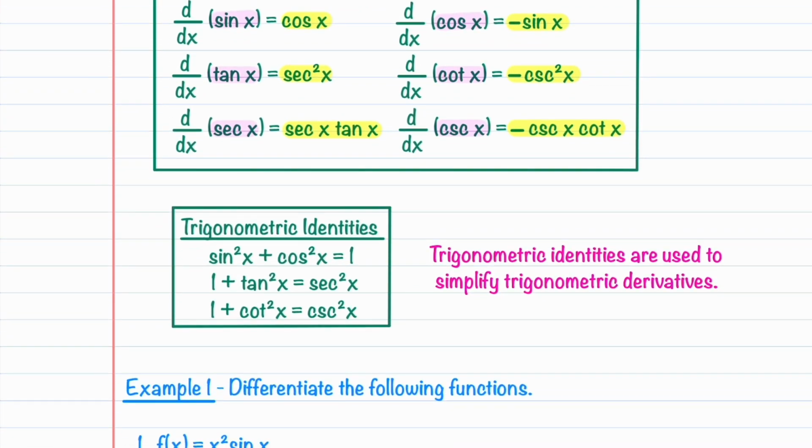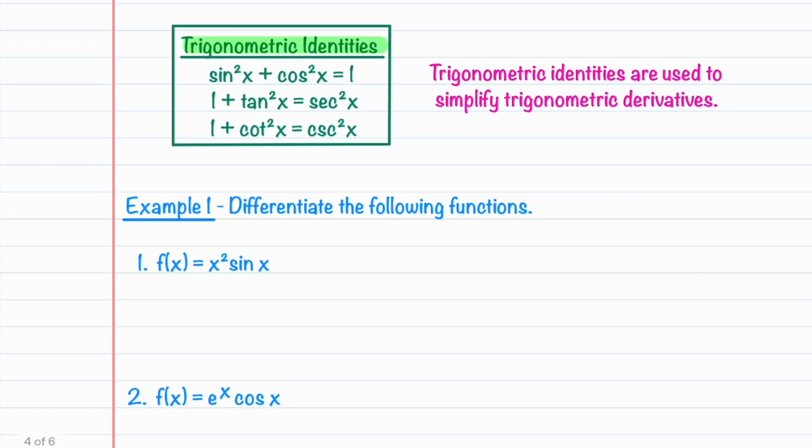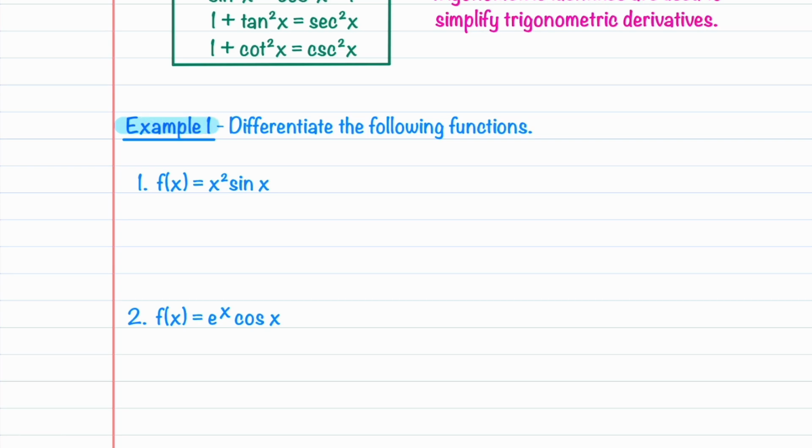When you take derivatives of trig functions, you often have to simplify them. And when you're doing the simplification, you often need trigonometric identities. So I've just listed the 3 trig identities that you can use for simplification right here, just to make it easier. Let's now walk through some examples where we are going to differentiate the following functions.